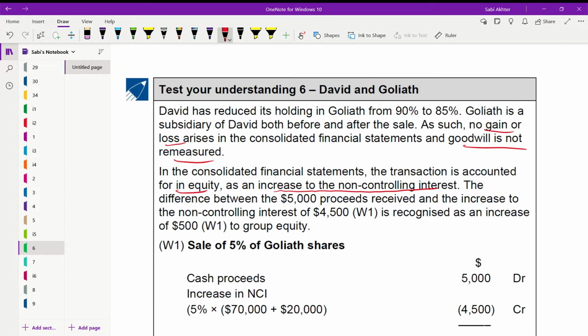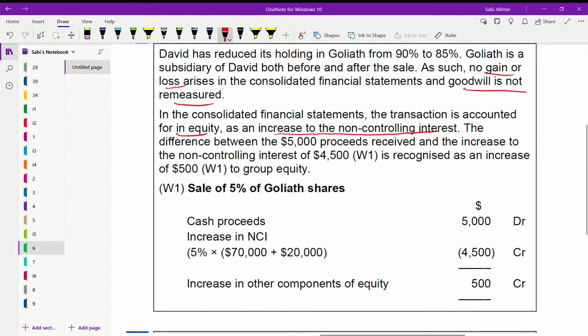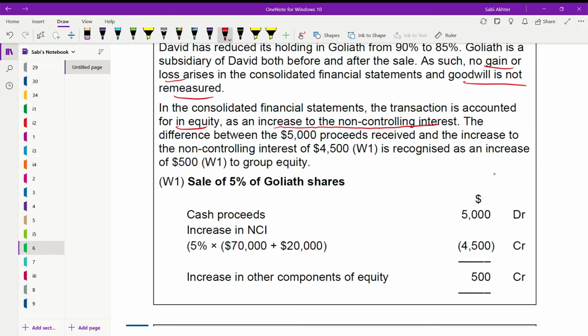So let's see, according to working 1, you are selling it for 5,000. Here you are debiting because you are receiving that 5,000, and here it will be an increase in NCI when you are disposing. Whenever you are purchasing, decrease in NCI. When you are selling, increase in NCI, and the change is 5%. 70 plus 20. Whenever NCI is not given, it is goodwill plus your net asset that you have to take.